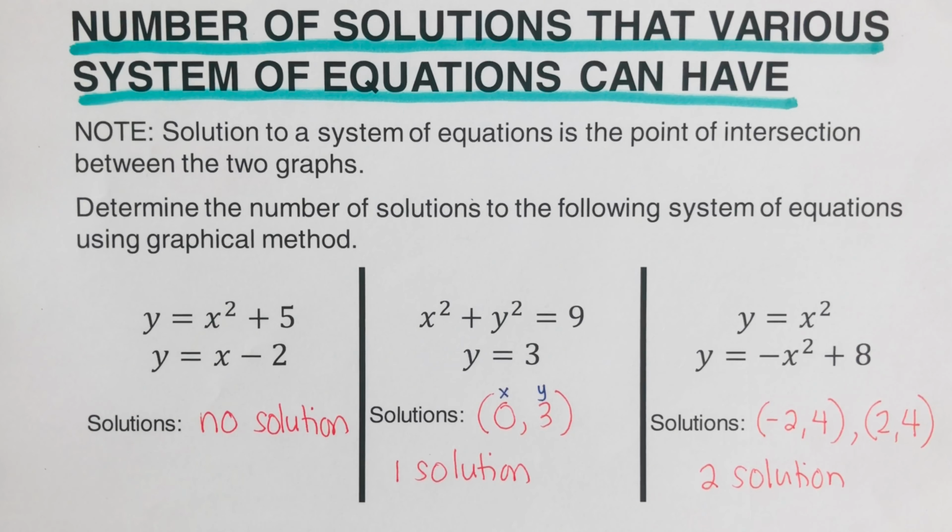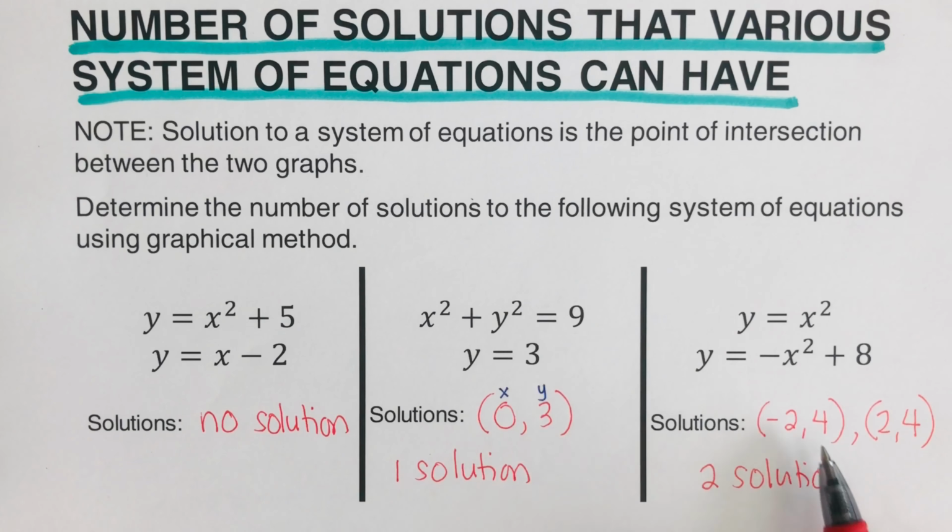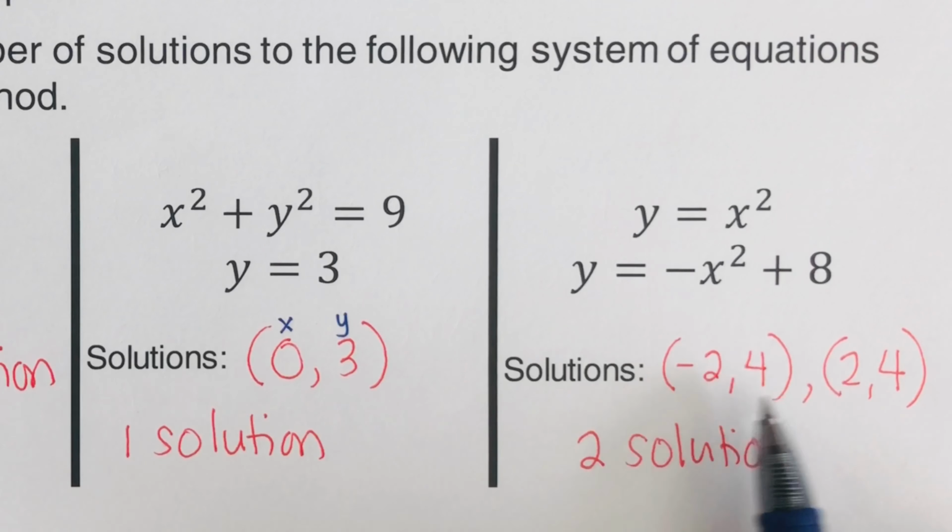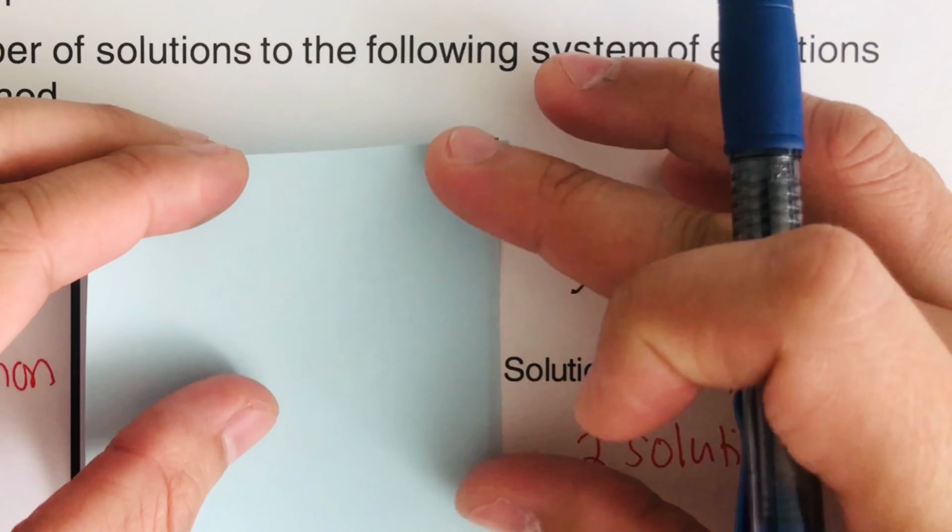So a system of equations can have no solution when they're not touching each other. It can have one solution when the system is touching only at 1 point, or it can have two solutions when the graphs are touching at 2 points. So that is the graphical method. We've seen that it works. It has two solutions. Now let's check these two solutions here using the algebraic method.